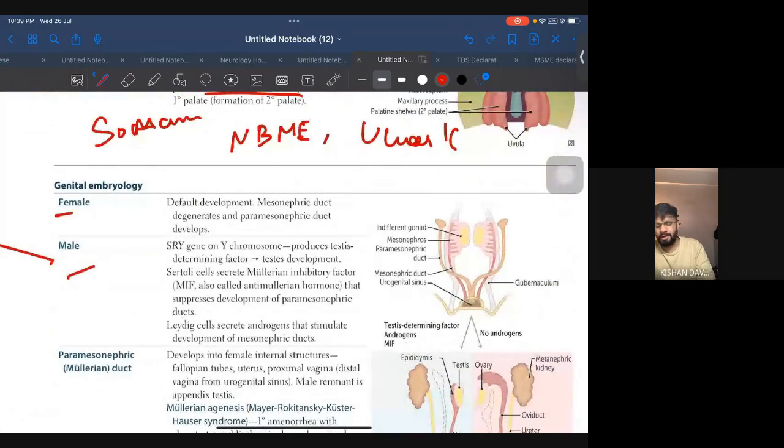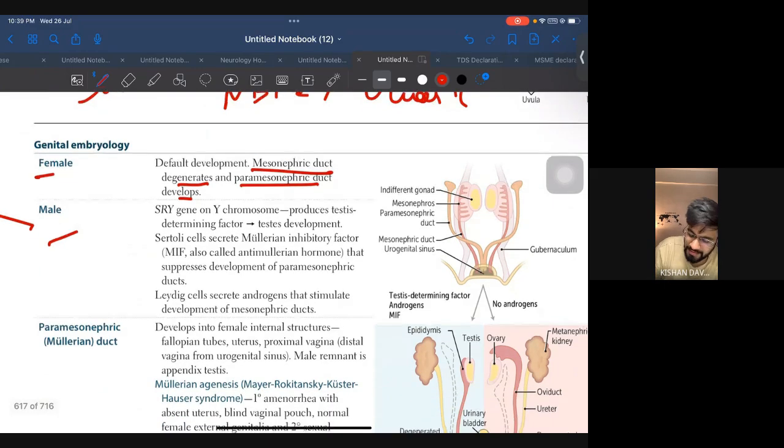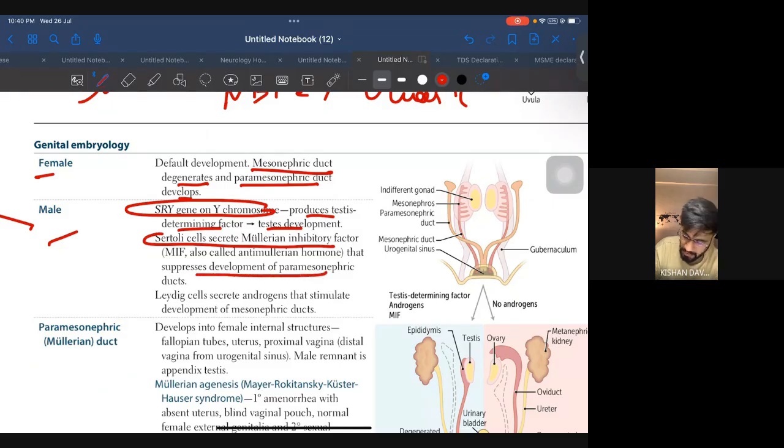This is all the basic stuff that you study, I think, in the early physiology and embryology class. काफी basics है how the development is occurring from the genitourinary period. Okay, so देखते हैं female. Mesonephric duct degenerates and paramesonephric duct develops. And in male, SRY gene is responsible, produces testis determining factor, testis development. Sertoli cells secrete Mullerian inhibitory factor that suppresses development of paramesonephric duct. Very important. Leydig cells secrete androgens that stimulate development of mesonephric duct.